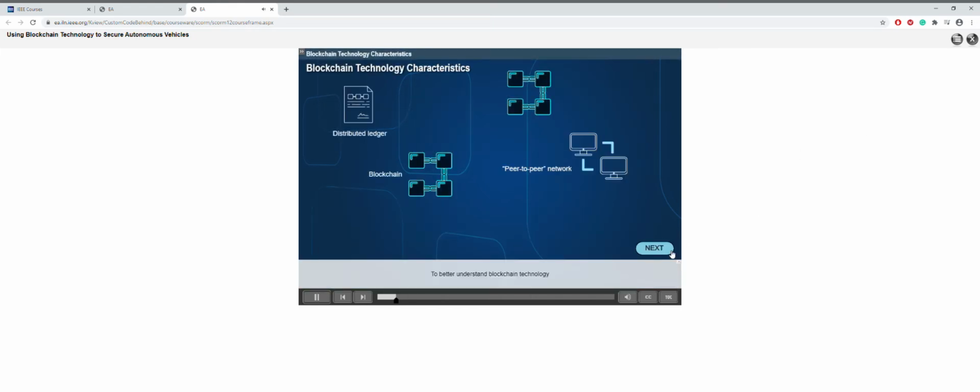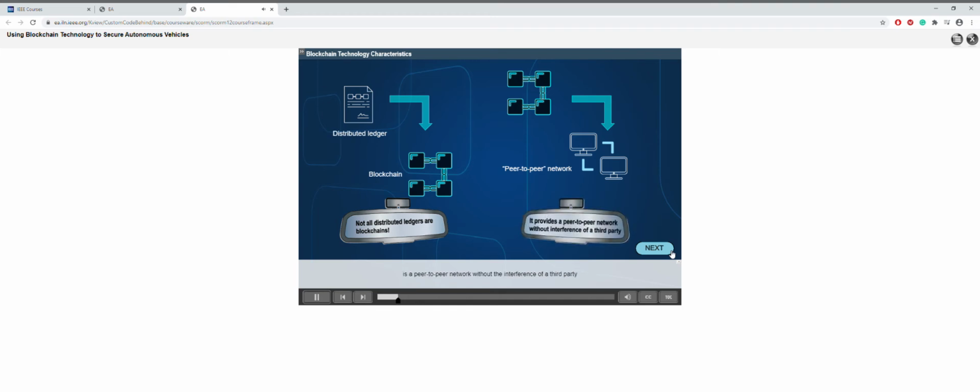To better understand blockchain technology, you must consider that distributed ledger technology is a parent technology of the blockchain. As a result, all blockchain technologies are indeed a type of distributed ledger, but not all distributed ledgers are blockchains. The architecture behind blockchain technology is a peer-to-peer network without the interference of a third party. How do these characteristics lend themselves to autonomous vehicles? Click Next to examine further.